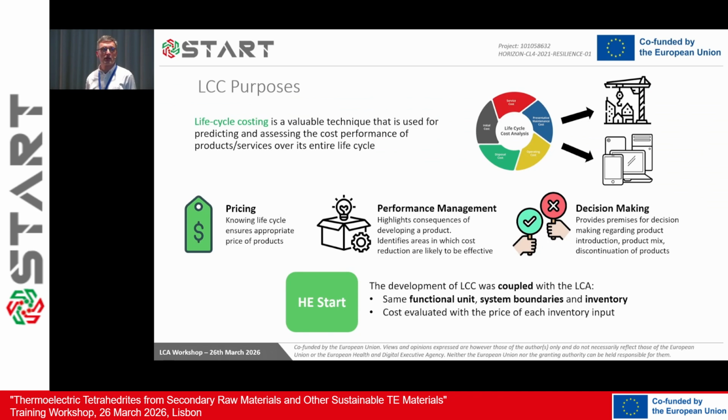So just to go quickly into life cycle costing, let me just look at the time, okay. But I will not go into huge detail, because here the results are still preliminary and in development.